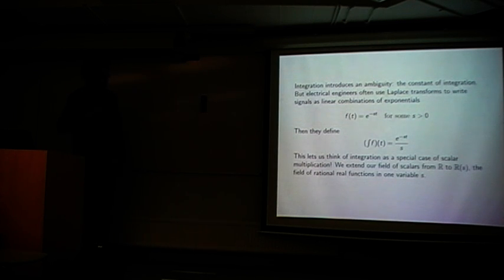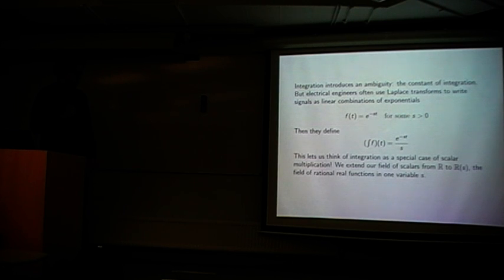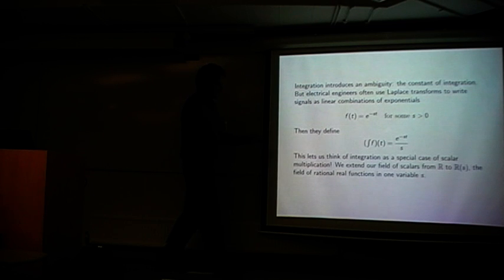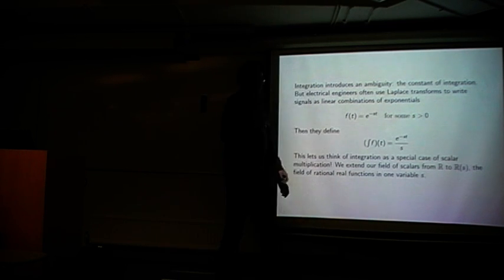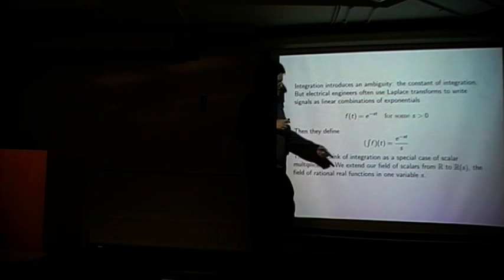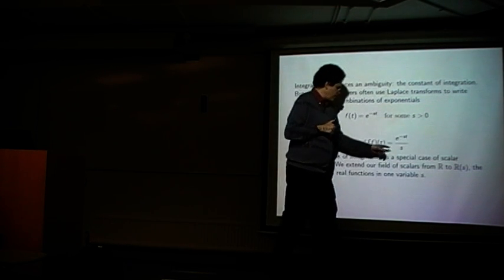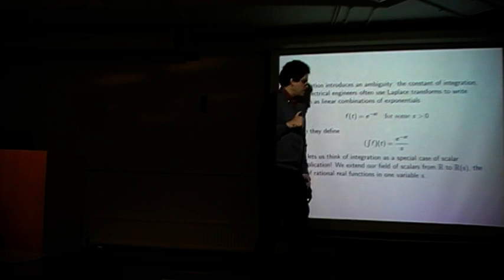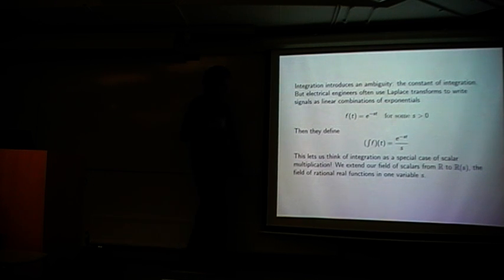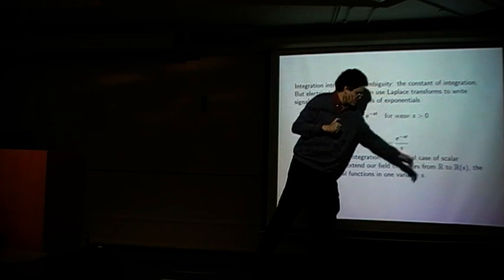It's a way of turning integration into a special case of scalar multiplication. So I was talking about scalars, and you should have been imagining real numbers, but we can make a larger field of scalars by taking the real numbers and adjoining this extra variable s, which is what's showing up in this formula here. And you can get a field, that is something where you can add, multiply, subtract, and divide, if you look at all rational functions of s.